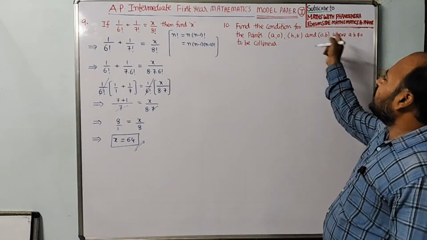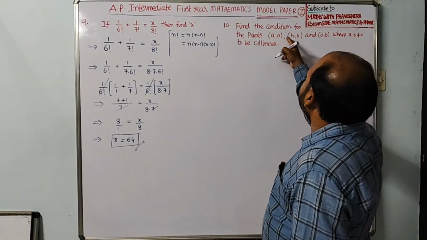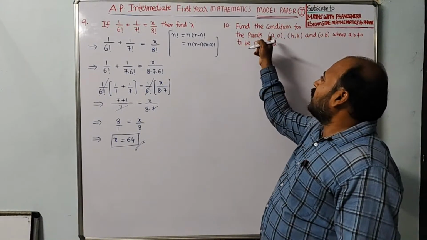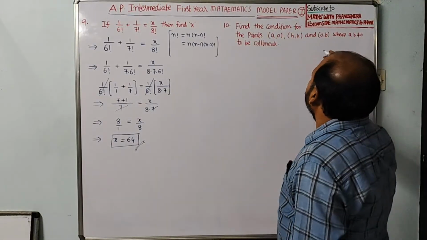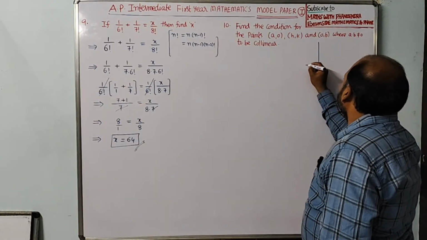If you observe the given points (a, 0) and (0, b): this point lies on the x-axis, and this point lies on the y-axis. Check, all of you.